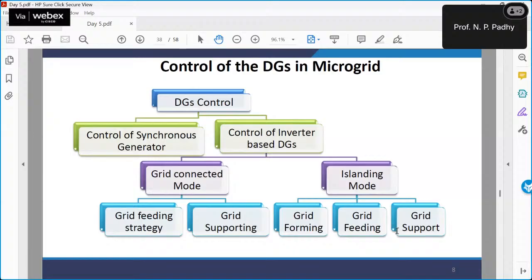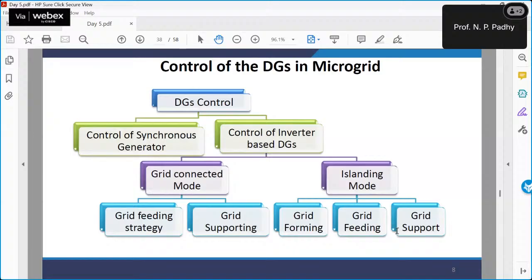They are actually control of synchronous generators and control of inverter-based DGs, and control of inverter-based DGs are again divided. Grid connected mode is grid feeding strategy or grid supporting strategy. And islanding mode, they are either grid forming, grid feeding, or grid support. I think by this time, hopefully, you know the mechanism of control during grid forming, what happens in grid feeding, and what happens in grid support.